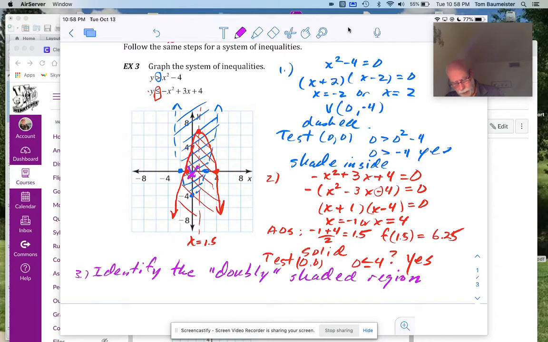Which, again, I'm going to make it purple here, and this time I'm just going to now notice it's all this where I had the blue crosshatch and the red crosshatch. So it's all of this area here. And what we would find out is if we chose any point in there, it would make both of those equations true. Okay? So that's using the doubly shaded.